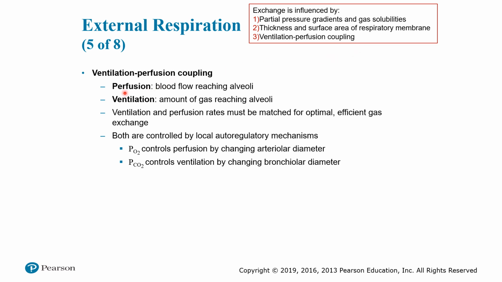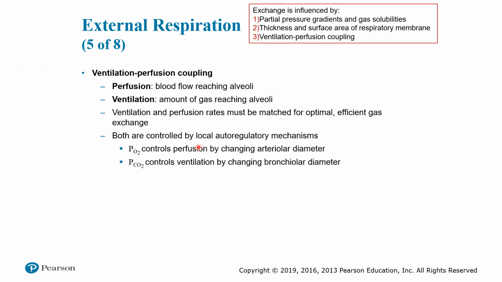Let's see. So perfusion, the blood flow reaching the alveolus, is known as perfusion. And ventilation is the amount of gas reaching the alveolus. And ventilation and perfusion rates must be matched for optimal efficient gas exchange. And what does this mean? It means that, for example, if there is a certain alveolus in which there is good ventilation, a good amount of air is coming, we also need a good amount of blood to be coming in that particular location, so the gas exchange can happen.